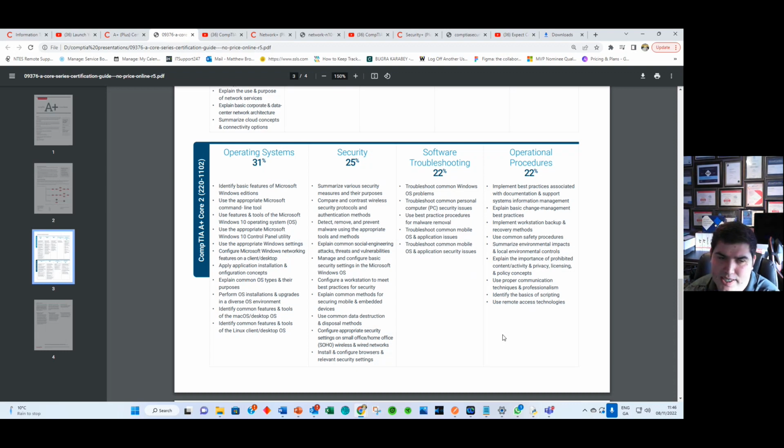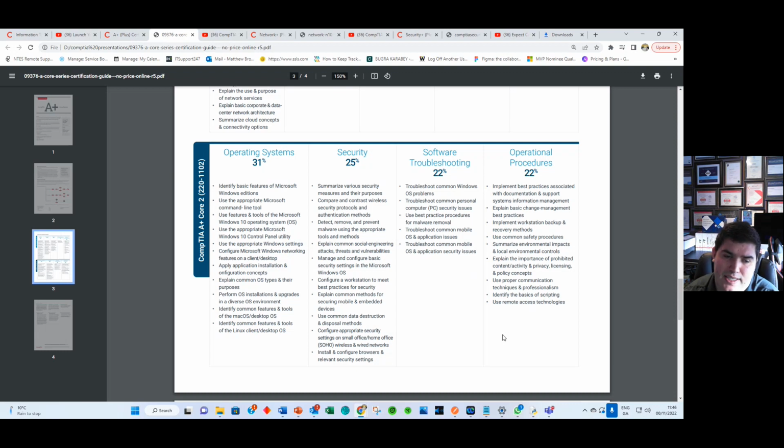Security is worth 25%. You're going to have to understand the protocols. You're going to have to compare and contrast authentication methods. You're going to have to understand the likes of removing malware, the appropriate tools to use. You're going to have to explain the types of engineering, social engineering. You're going to have to be able to identify threats and vulnerabilities. You're also going to have to be able to configure basic security settings in Microsoft Windows.